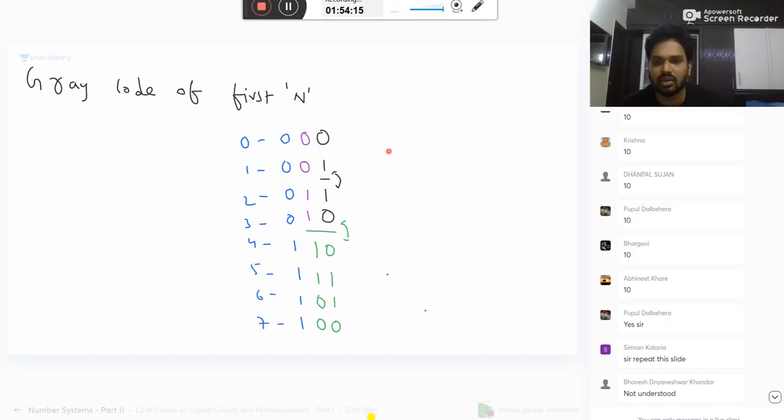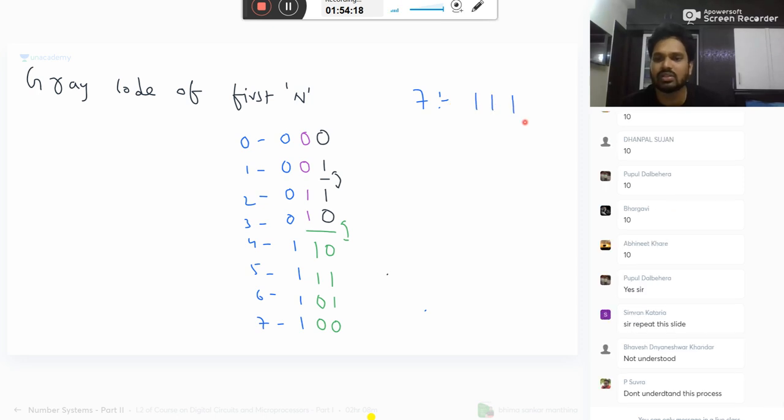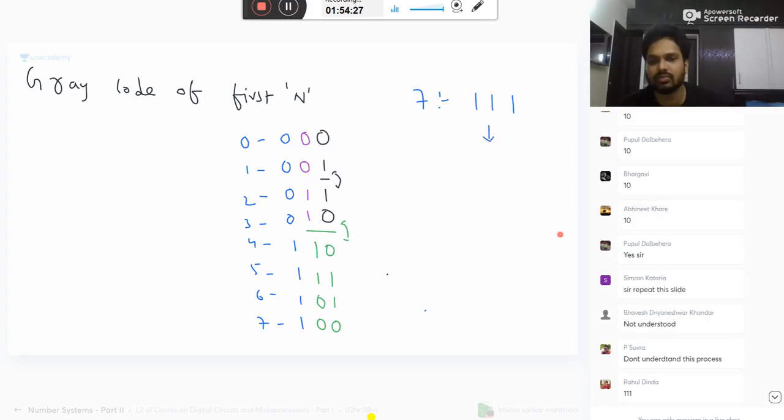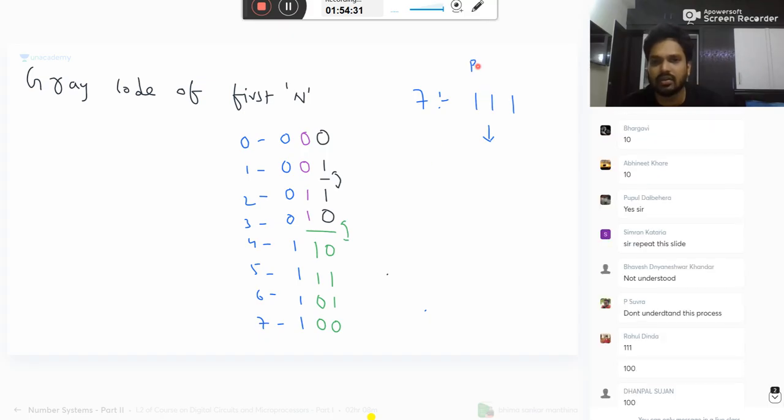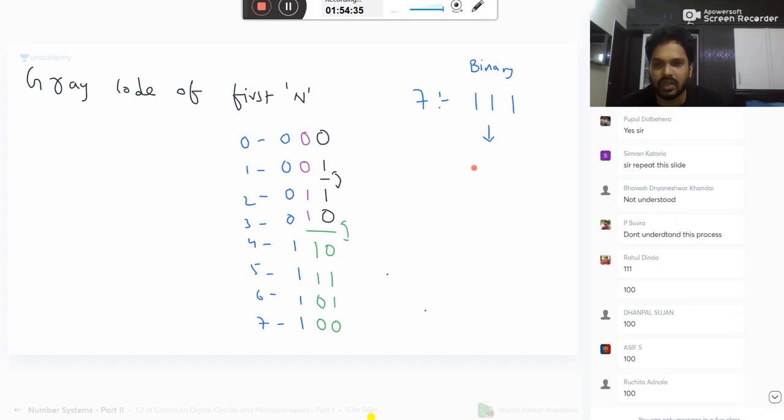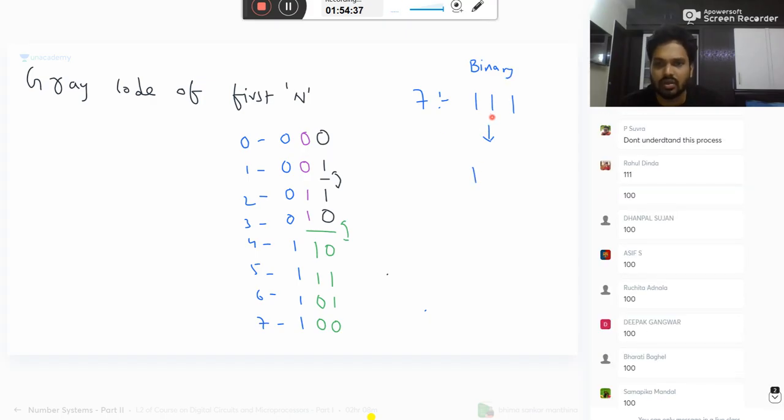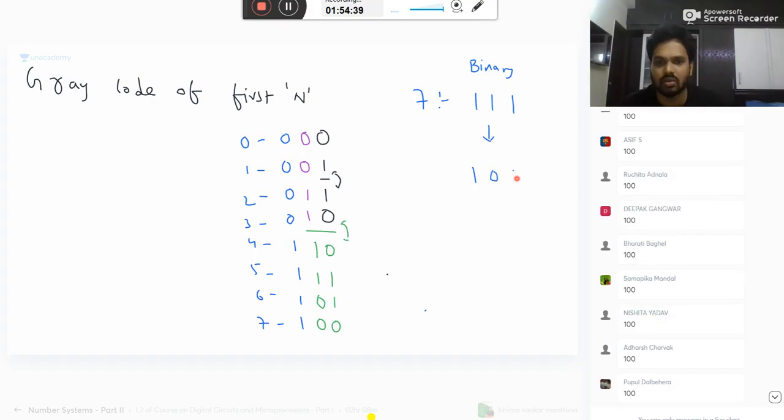For example, listen here. First listen completely, my dear friends. What is 7? 111. What is the gray code of 7? This is binary. Okay, what is the gray code? First bit you should copy as it is. Then these two XOR, 0, these two XOR 0. You got the same here or not?